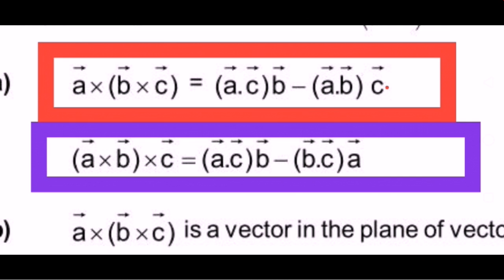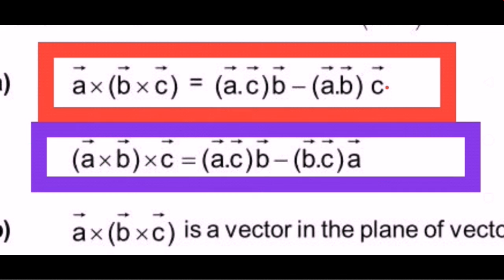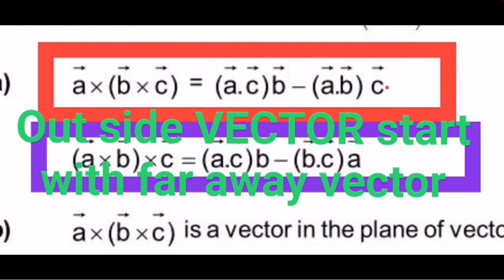So once again I am repeating: A cross of B cross C is equal to A dot C B bar minus A dot B C bar. If A cross B is first, then cross C, then this will come. Which is the outside vector? The outside vector will start with a far away vector. That means if C is outside, C will start with the A bar, then B bar. Clear, guys? Who is taking charge? Who is outside? I hope that is clear, right? Then the outside vector plays a real role. That one you have to remember.